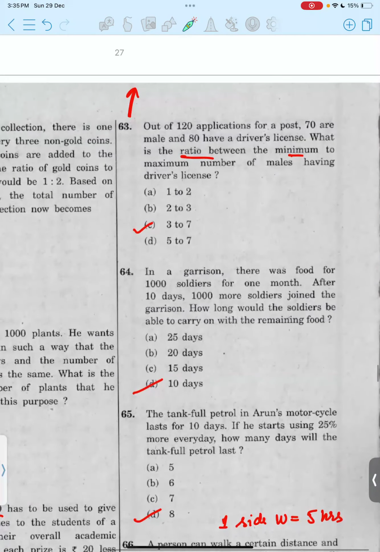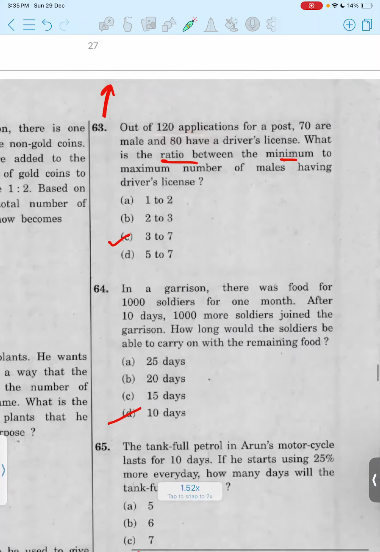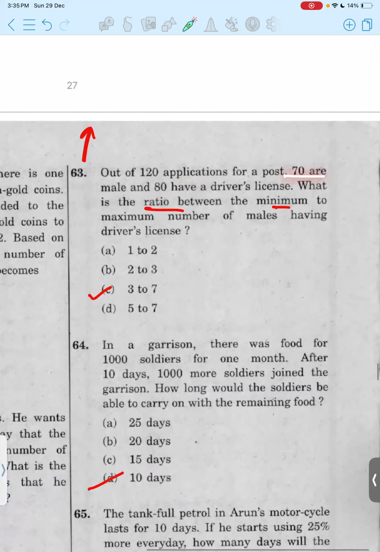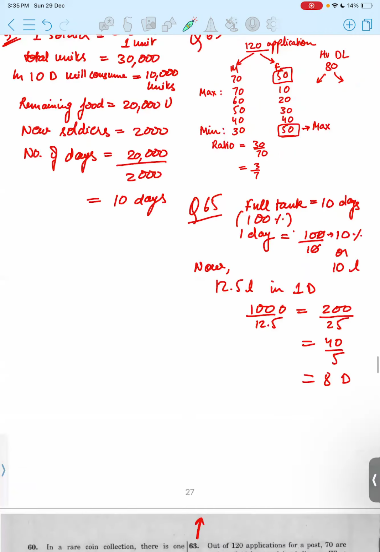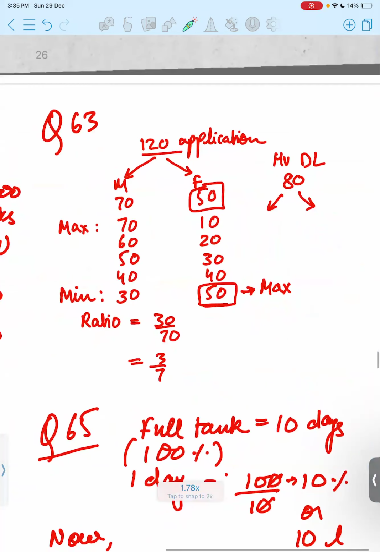63, in this, we are given 120 applications for a post and 70 are male, 80 have the driver's license. So if we just go through this, 120 applications, male is given to be 70. So left we have 50. 50 would be females naturally. Then another piece of information is that people having a driving license is given to be 80.